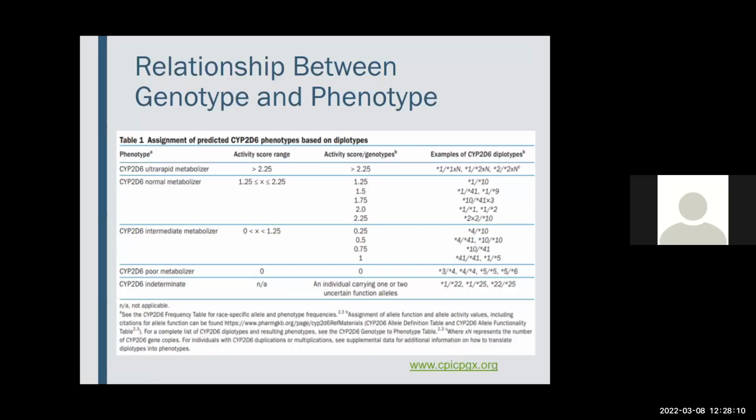Here's a table of relationships that's actually in the CPIC guidelines that we're going to review pretty quickly. If you look at the activity scores here, you get your phenotype and your genotype. And I'll show you directly how to get to those guidelines in just a minute.